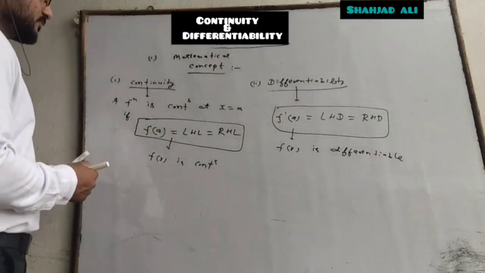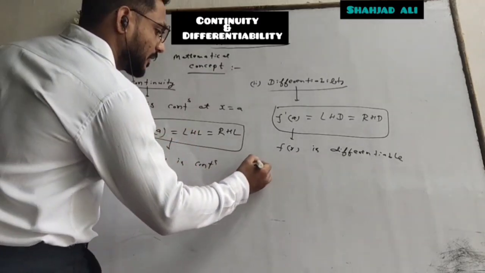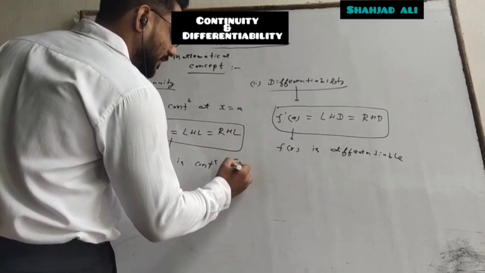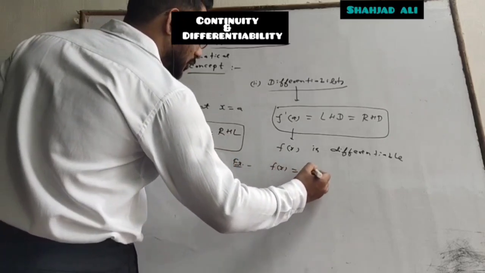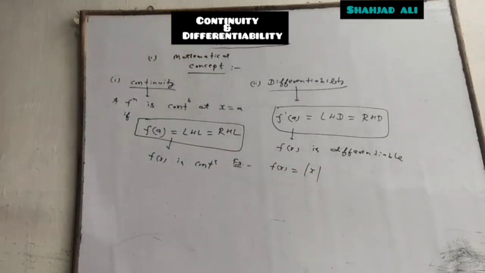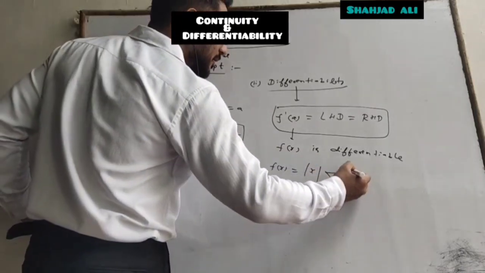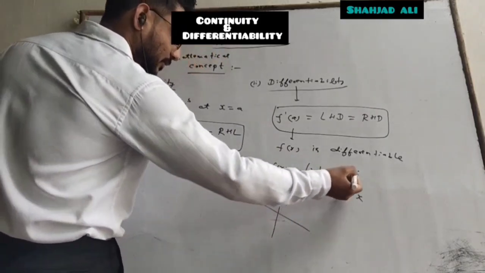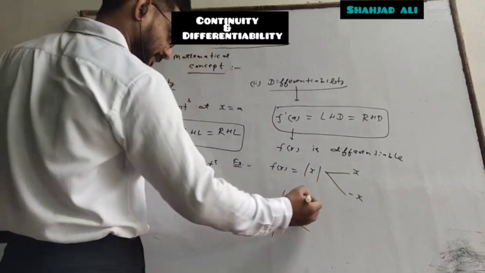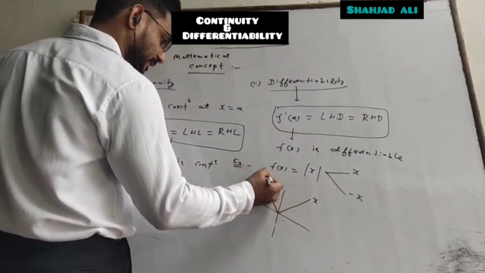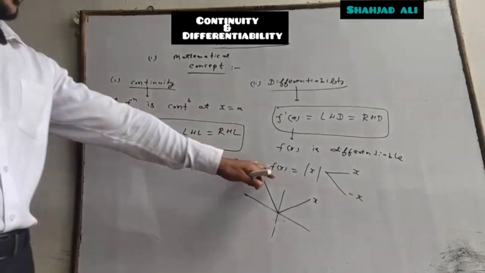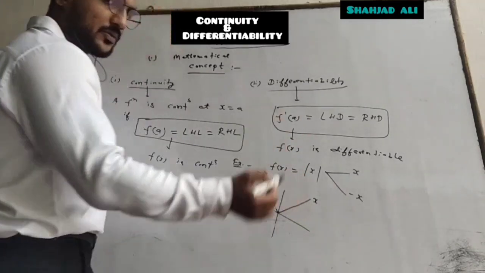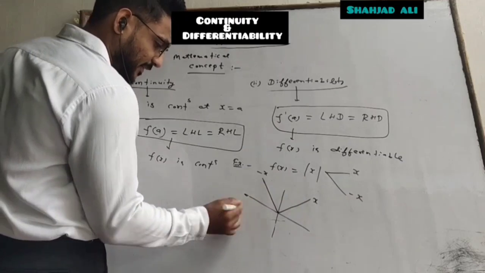For example, let's take f(x) equal to mod x, right? So mod x is a function which gives plus x and minus x. So its graph is the line of plus x and the line of minus x. So this is f(x) equal to mod x. Now it is clear that you can draw this graph without lifting your marker. So yes, it is a continuous function.